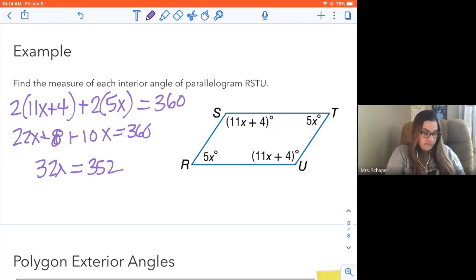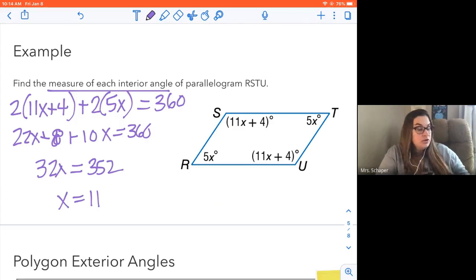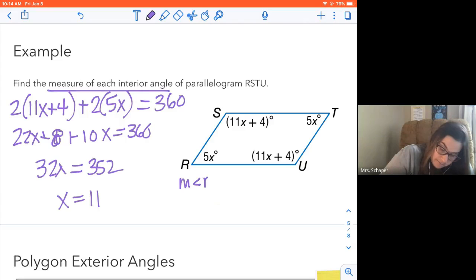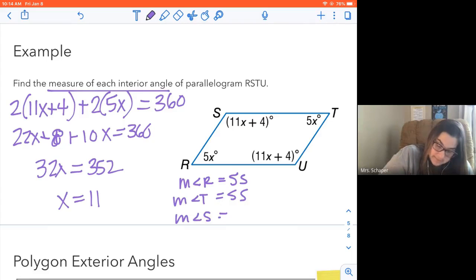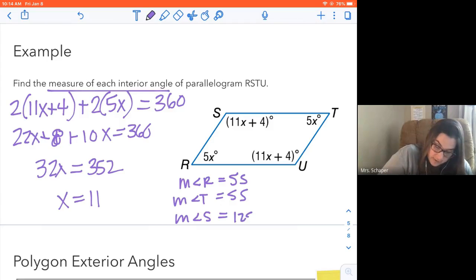And I'm going to take 352 divided by 32, and I'm going to have 11. X equals 11. Now the question says find the measure of each interior angle. So now that I know that x is 11, I can figure that out. The measurement of angle R is going to be 55. The measurement of angle T is the same thing at 55. The measurement of angle S is 11 times 11 is 121, plus 4 is 125. And the measurement of angle U is also 125.